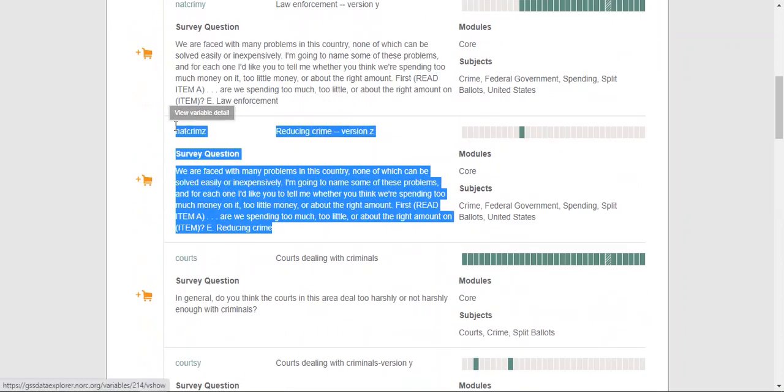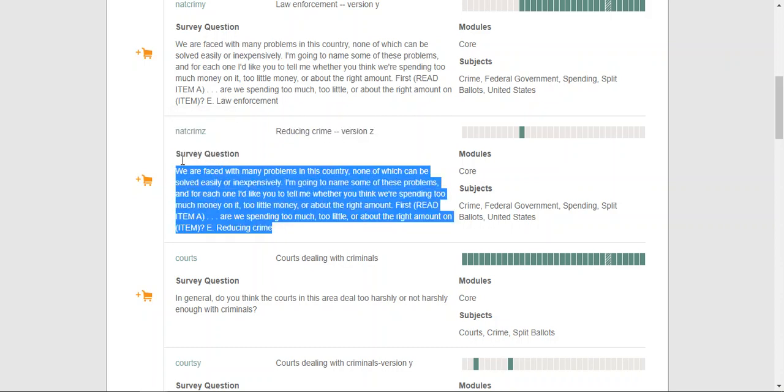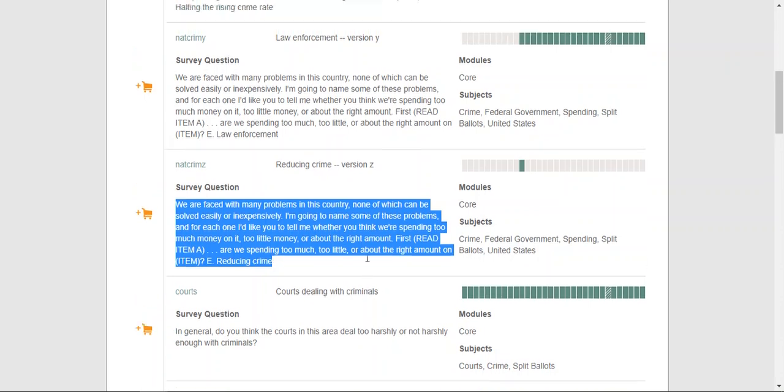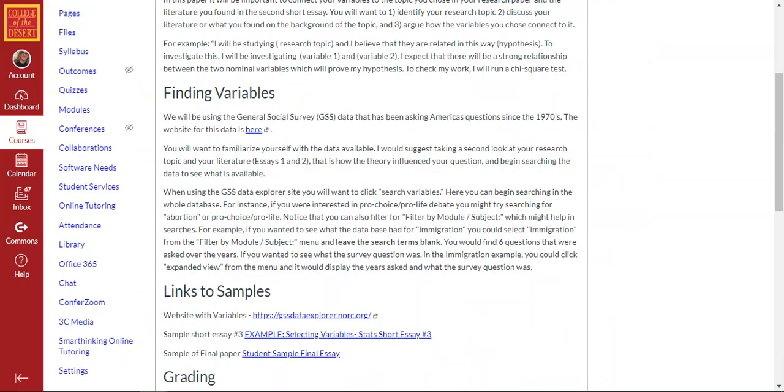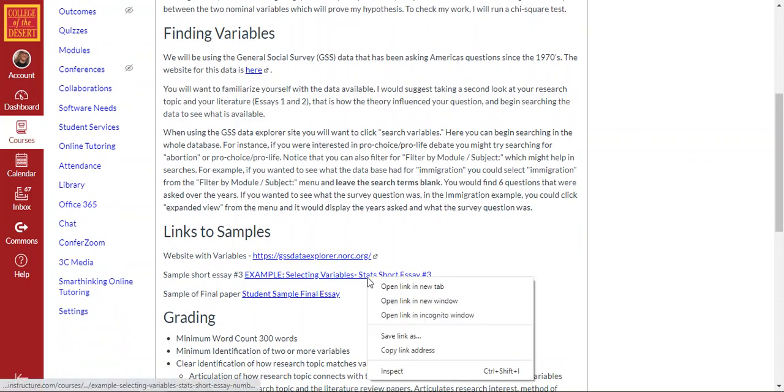So this one's looking at someone's interest in, is one of the main interests in society to reduce crime. We're faced with many problems in this country, none of which can be solved easily or inexpensively. I'm gonna name some of these problems, and you're gonna tell me whether you think we're spending too much money, too little money, or about the right amount of money. And one of these is reducing crime. So basically you're gonna go find these and try to find some variables that work with your subject. And let's actually go back to this page and we'll show you an example of what that looks like.